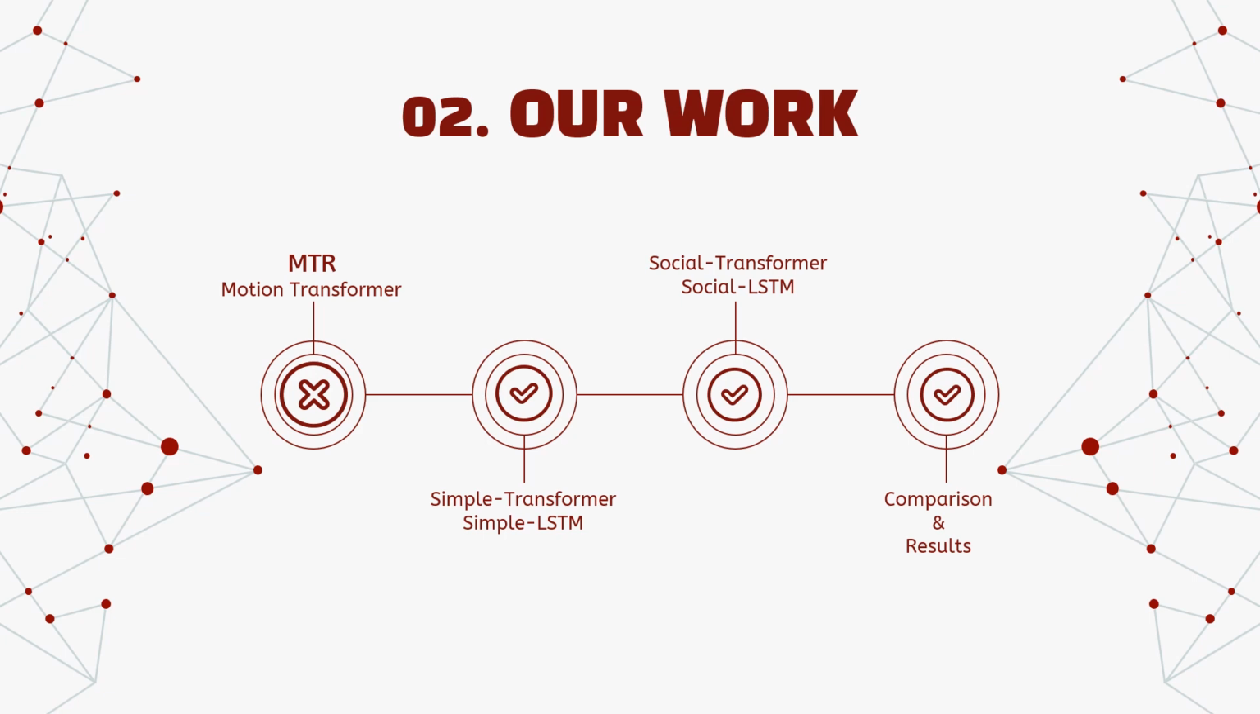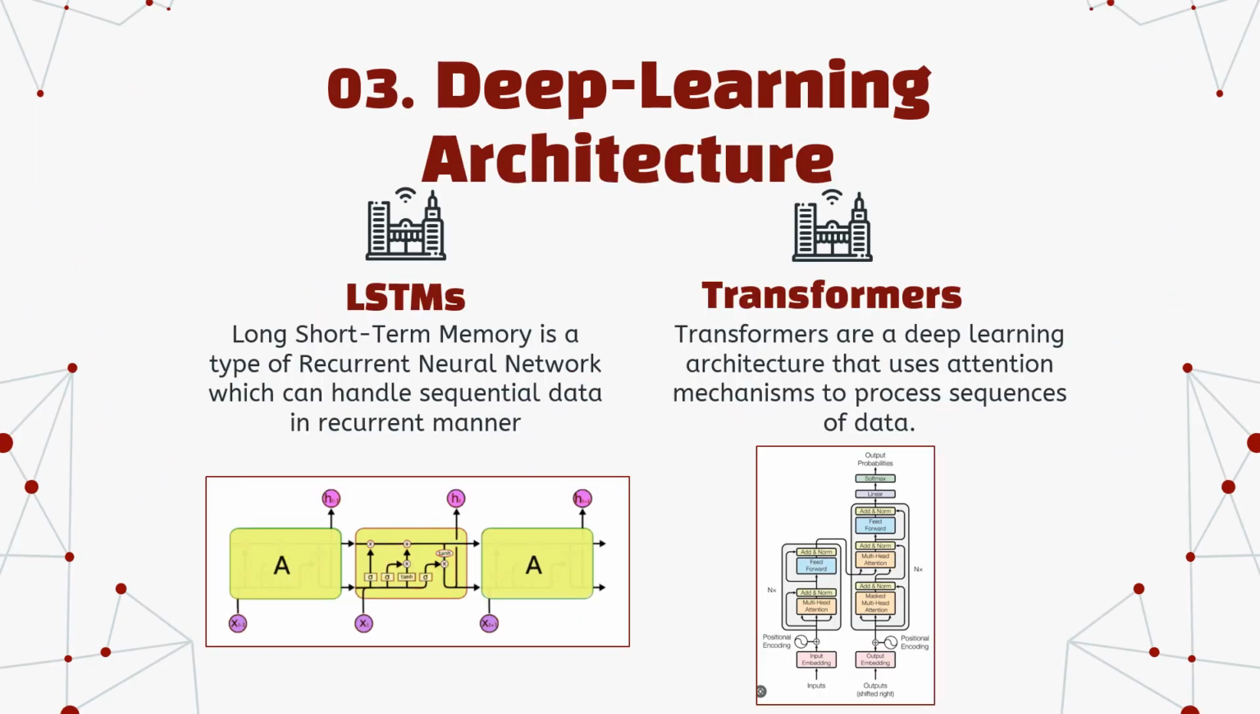The simple transformer and simple LSTM networks predict trajectories of a pedestrian given past observations. The social transformer and social LSTM network predict trajectories of a pedestrian given past observation and interaction with other agents. In our project, we'll be discussing the network architectures and the results. Now we will look into LSTM and transformers.